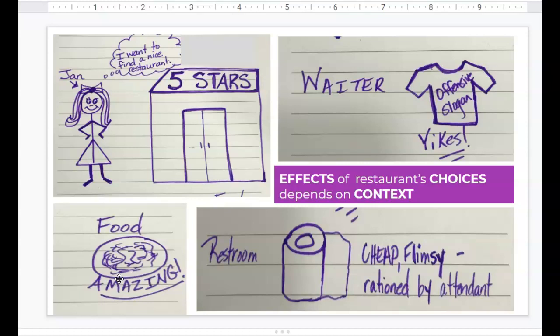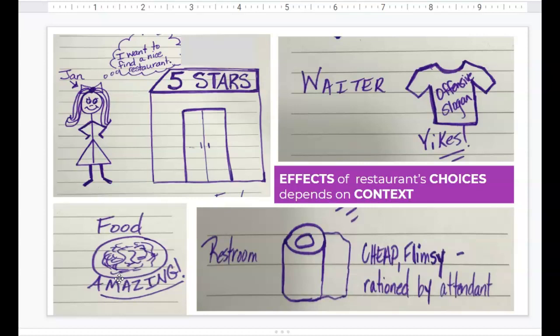And the effect depends on context. It depends on who's reading those clues and what's going on. Now, the t-shirt that the waiter is wearing might be fine at a different location, but if the waiter is supposed to be serving the public, the effect may not be so positive for that restaurant.